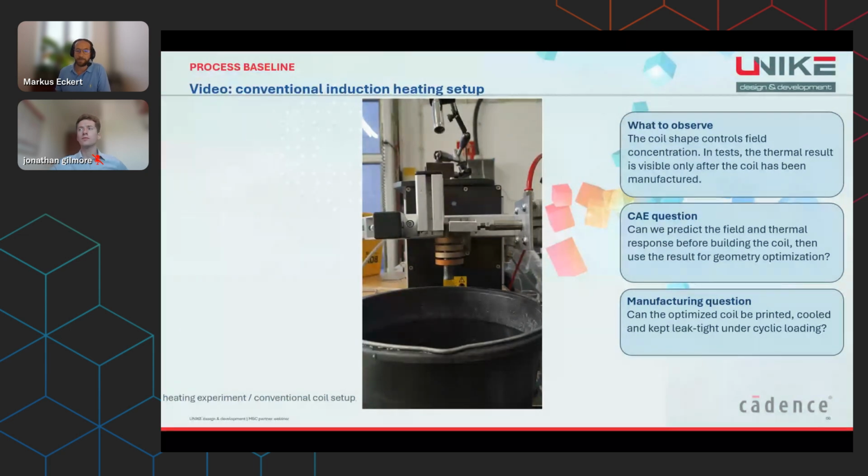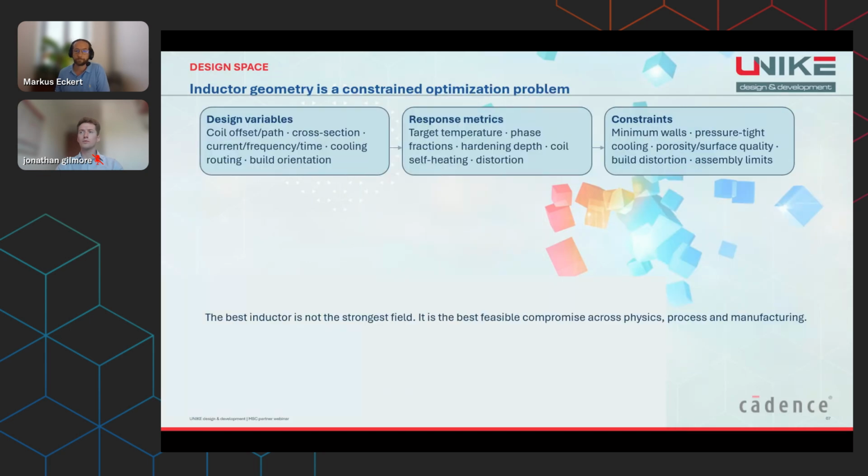The CAE question is therefore, can we predict the field and the temperature evolution before building the coil, and can we use that prediction directly for geometry optimization? The manufacturing question immediately follows. Can this optimized coil then be printed, cooled, and kept leak tight under cyclic loading?